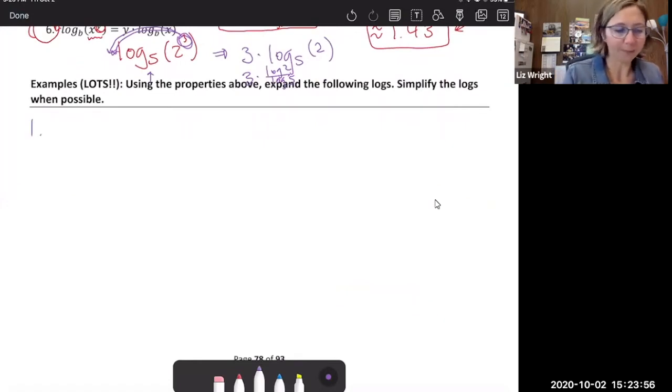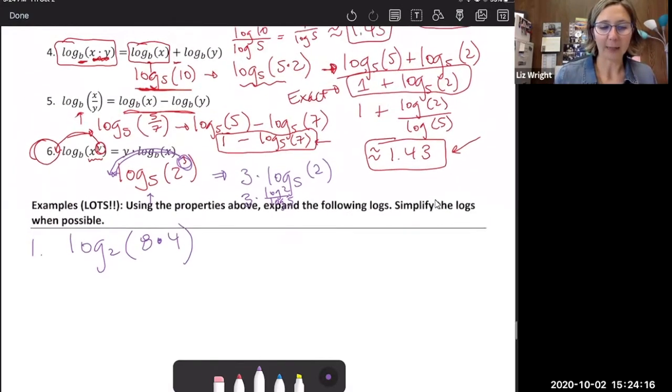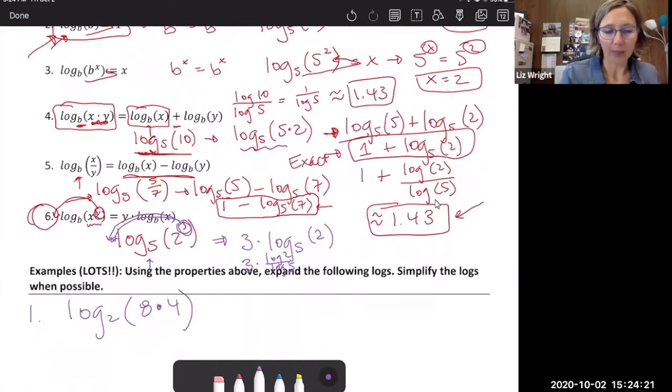So number 1, let's say we've got log base 2 of 8 times 4. So what I would like for you to do is look up above and see which property you think we're going to apply for this one. So log base 2 of 8 times 4. Which one does that look like? And I'm hoping that you're going to say this one right here, number 4, because that would be correct.